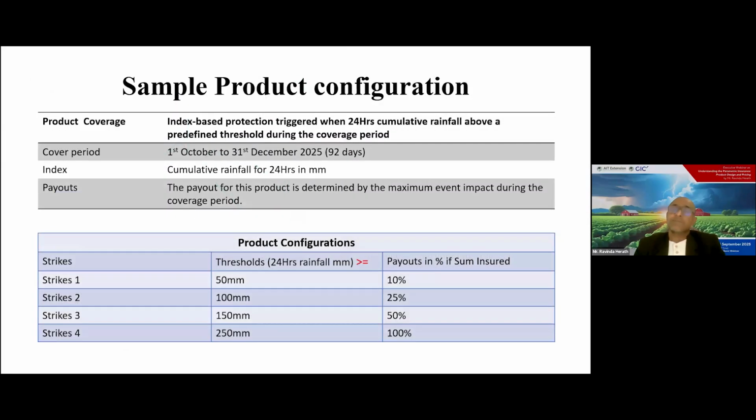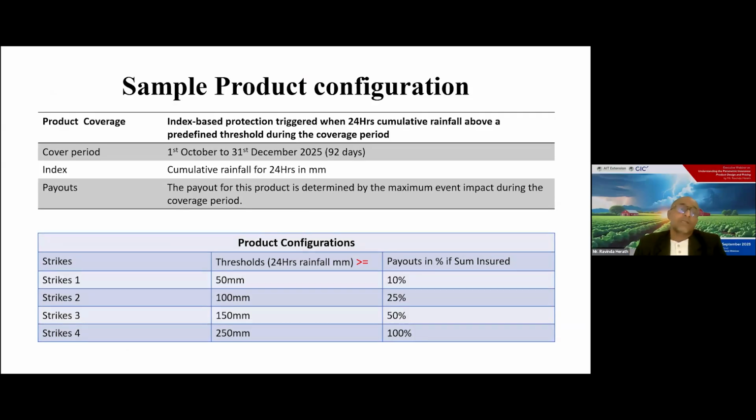Okay, next we go to the sample product configurations. For this product configuration, I give you a very simple product. It is index-based protection triggered by 24-hour cumulative rainfall. This is an excess rain product. For excess rain there are many indexes we can define, like 24-hour cumulative rainfall, 2 day or 3 day, maybe 7 days, maybe a month, maybe the whole cumulative rainfall for the entire period, right?